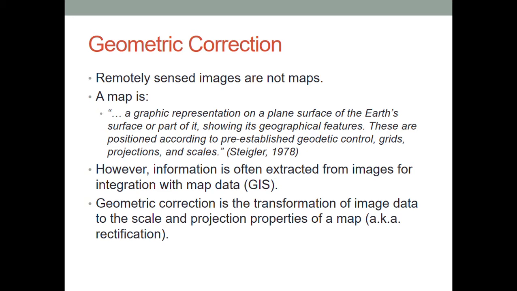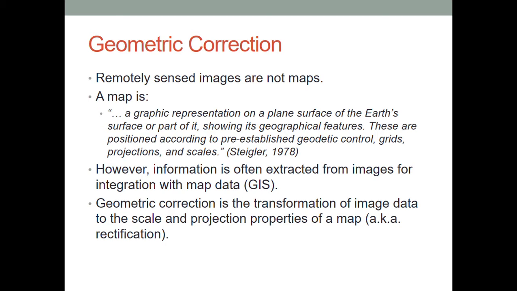So geometric corrections, remember, remote sensing images are not maps. We have to remember that our Earth is a sphere, like a ball. So it is impossible for us to simply capture a flat surface on the sphere. Therefore, as we know, a map is a graphic representation on a plane surface.